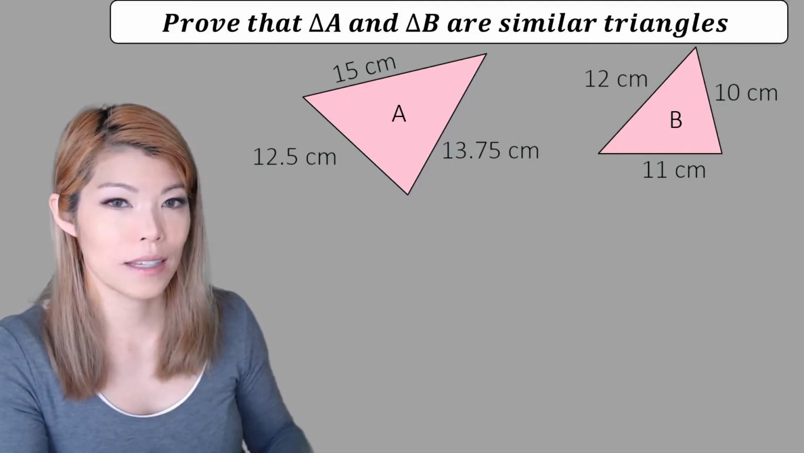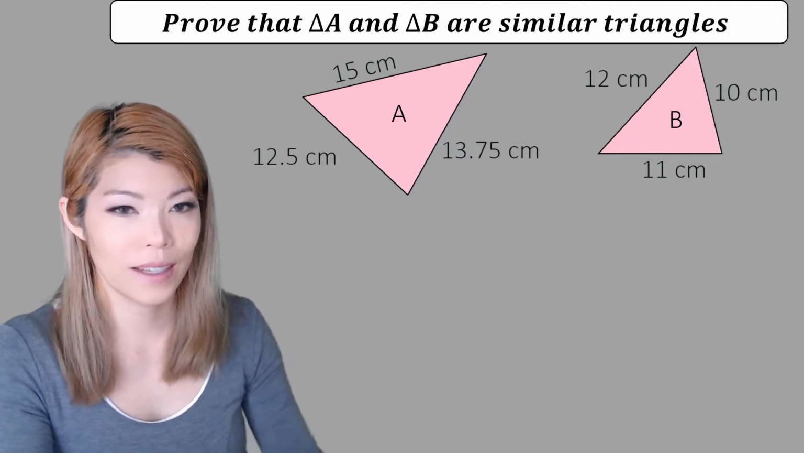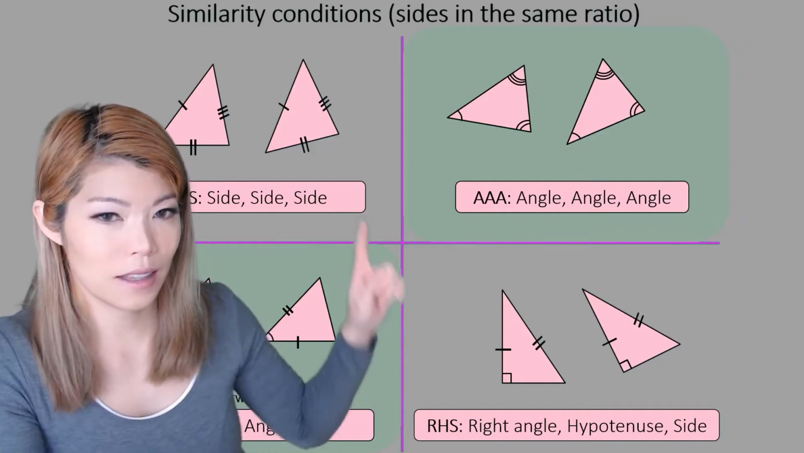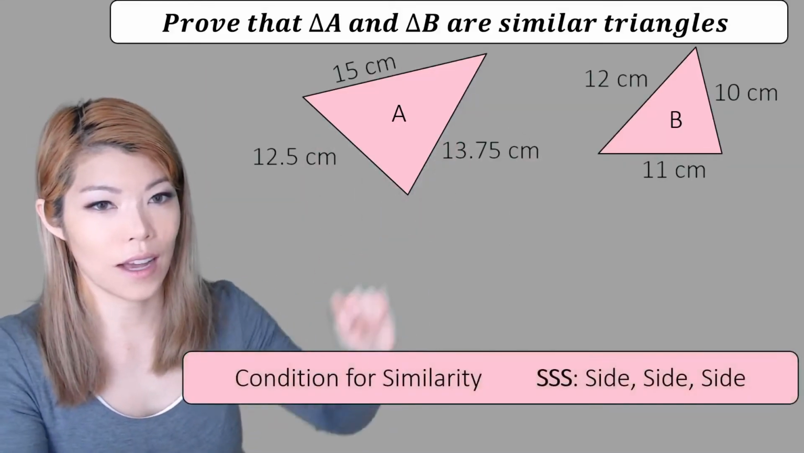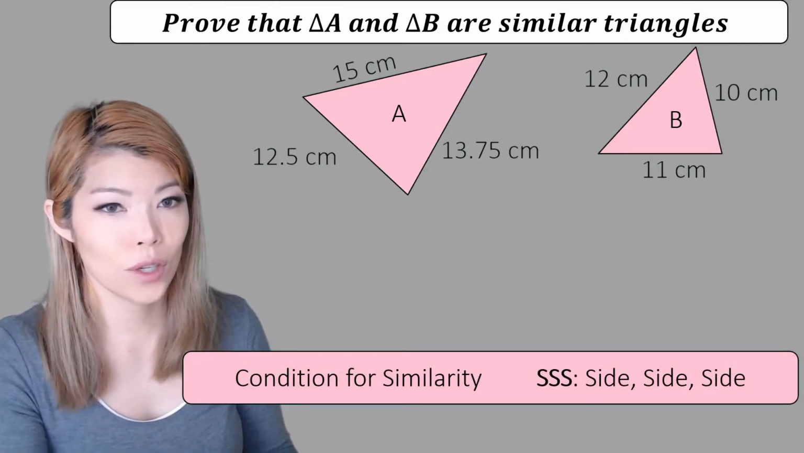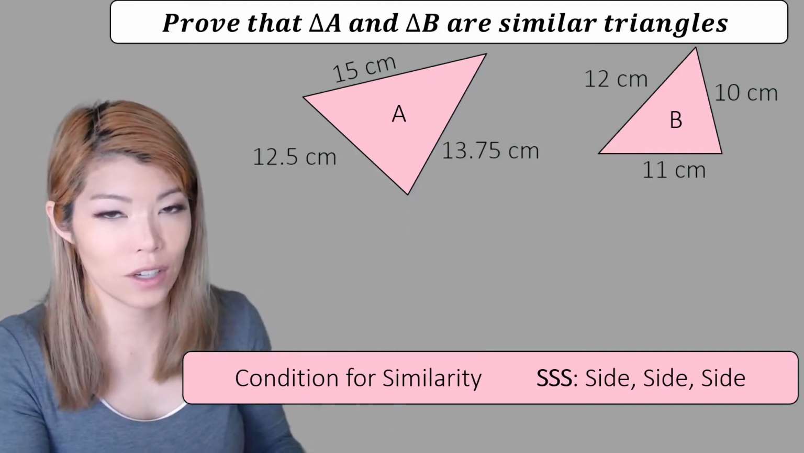So here it says, prove that triangle A and B are similar triangles. Now looking back at the four options, we can see that we're going to use side, side, side. And when we say side, we don't mean that 15 will be the same as 12. We're going to match the ratios.